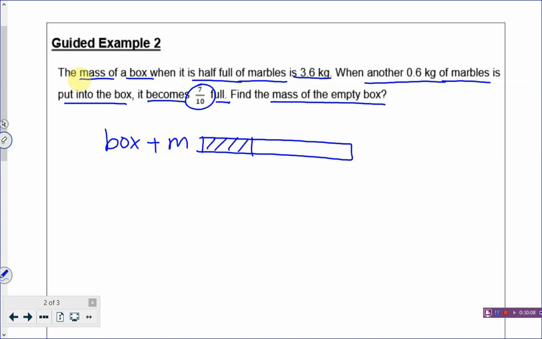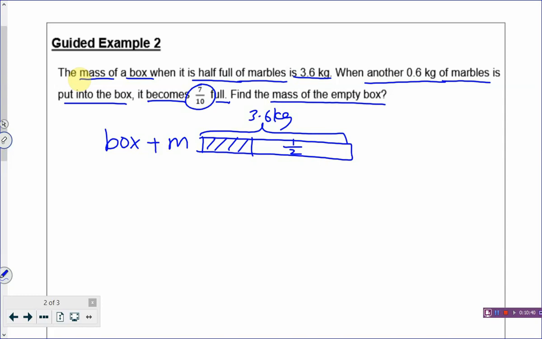Now, half is like a fraction. Half is 1 over 2. So I'm going to put 1 over 2 into the second part of the model. So this half refers to half of the marbles. Okay, the box is half full of marbles. And the total mass is 3.6 kg. Okay, now keep reading. When another 0.6 kg of marbles is put into the box, it becomes 7 over 10 full.